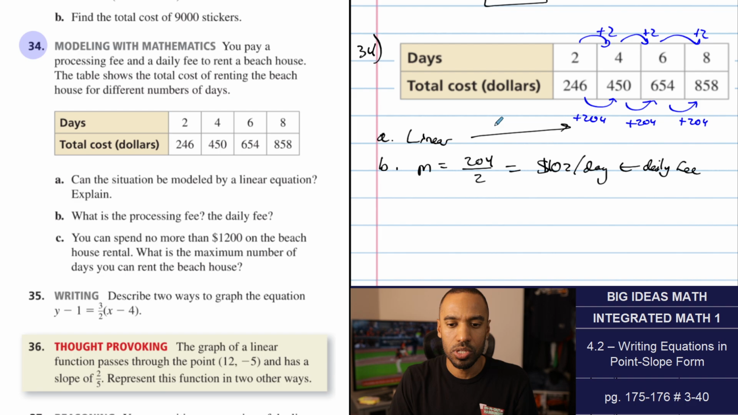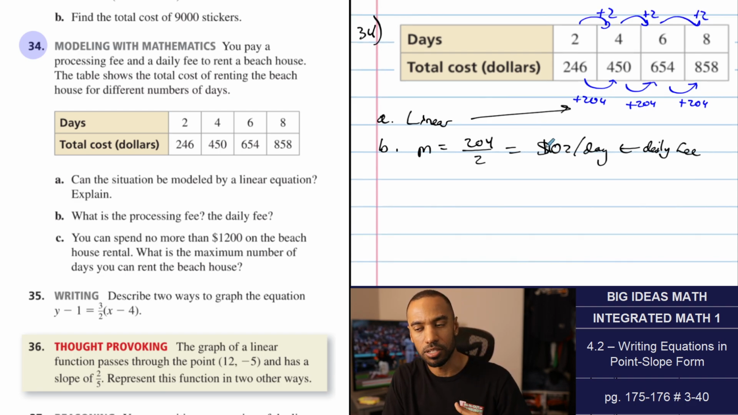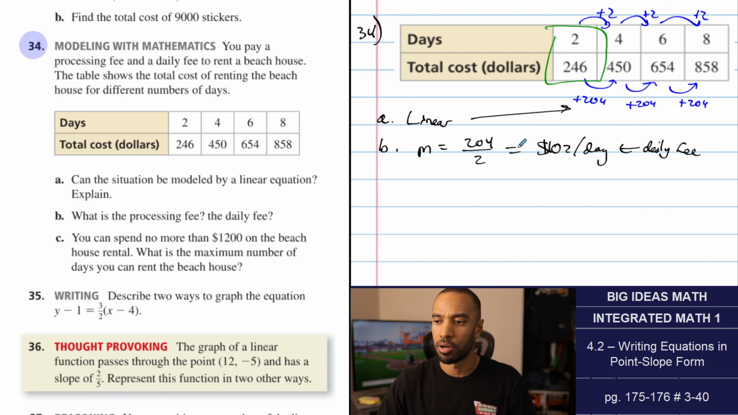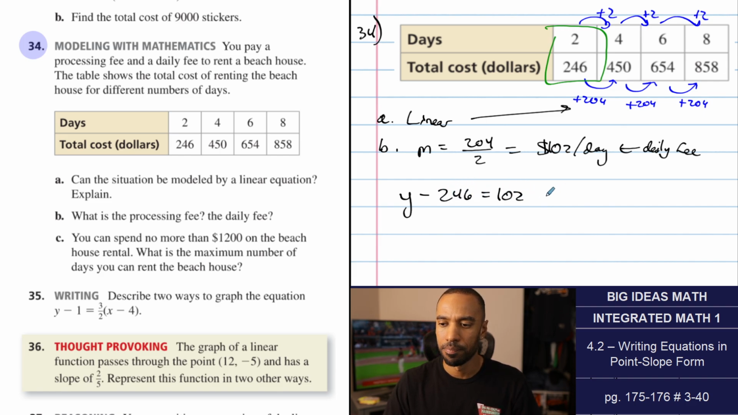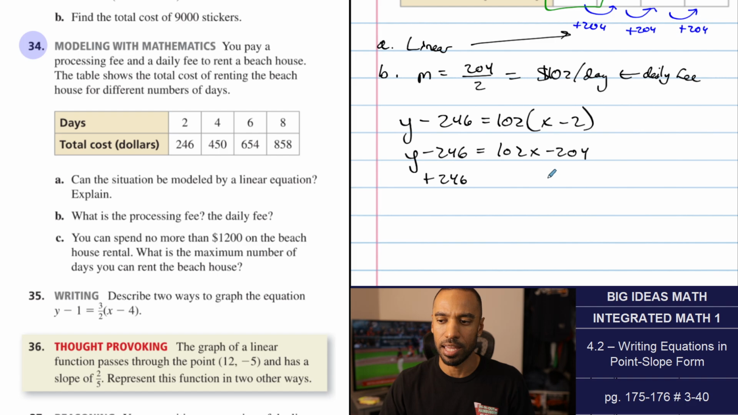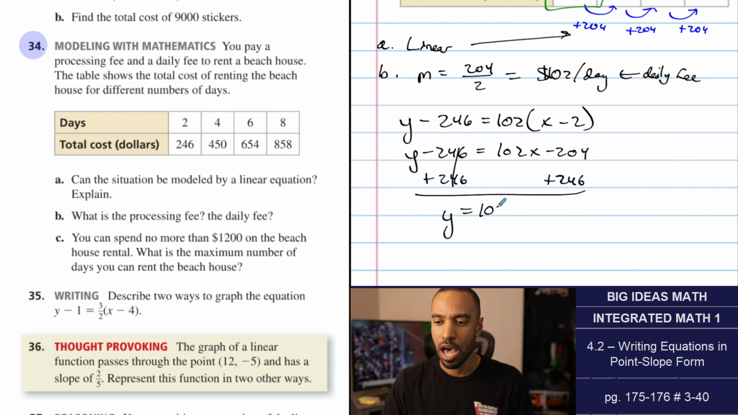That's your slope. Using that information, we can get the processing fee by using point slope form. Let's choose the smallest numbers, of course, in our formula as y minus y1 equals m times x minus x1. Oh, 204, not 240. 204. So if you add 246 to both sides, this other value, the y-intercept, will be the processing fee. So this will be y equals $102 per day times the number of days plus a processing fee of $42.